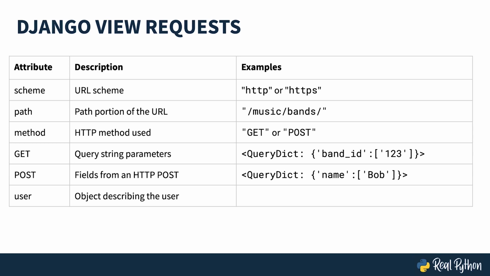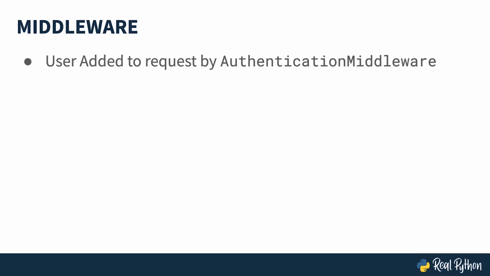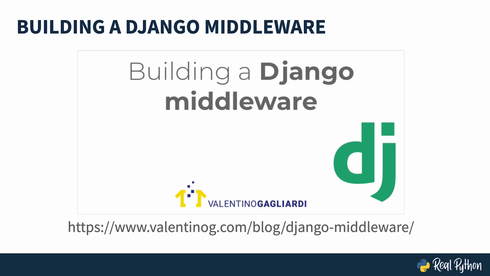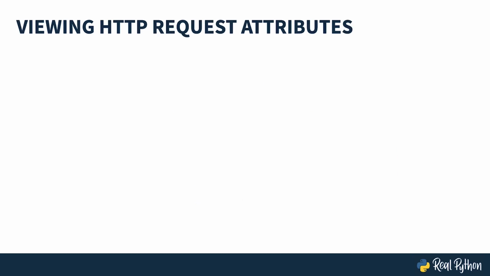Django has the ability to run code on every single request through a plugin mechanism called middleware. The user attribute is added to the HTTP request object by the Authentication middleware plugin. This middleware is enabled by default when you create a new project, so you don't have to do anything special to take advantage of it. If you're interested in middleware, then the article Building a Django Middleware introduces these concepts. To see some of the HTTP request attributes in action, add the following view to core views.py.